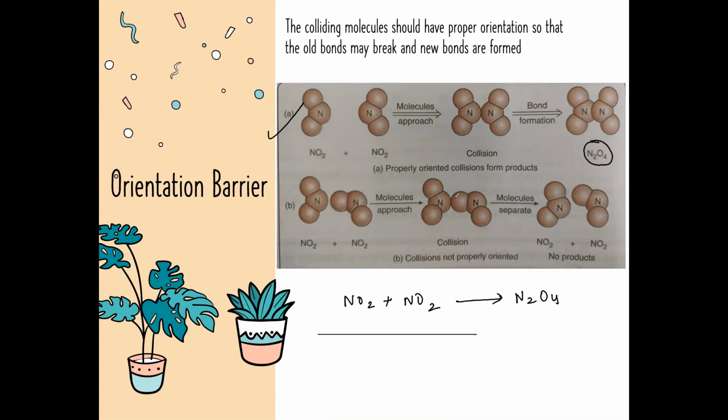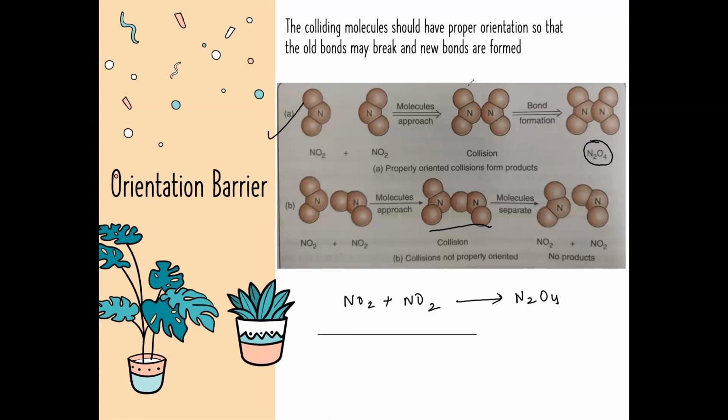So the collision will take place in this way. This is an improper orientation. The collision will take place, but the orientation is not proper, so it won't lead to the product formation. The molecules will separate out. Okay. So during the reaction, products are formed only when the colliding molecules have proper orientation at the time of the collision. And these are known as effective collisions. On the other hand, when molecules do not have proper orientation at the time of the collision, they result in ineffective collisions and do not form the product.